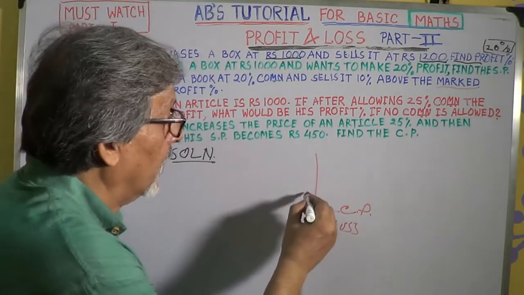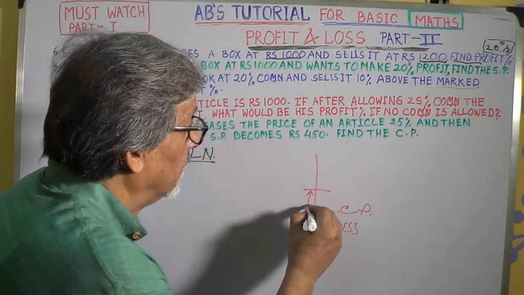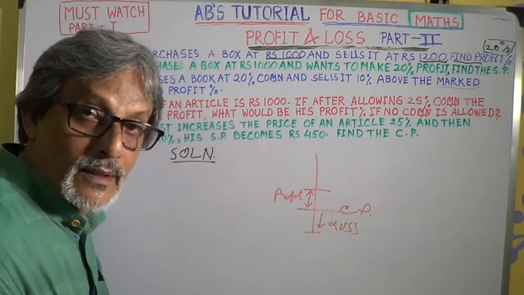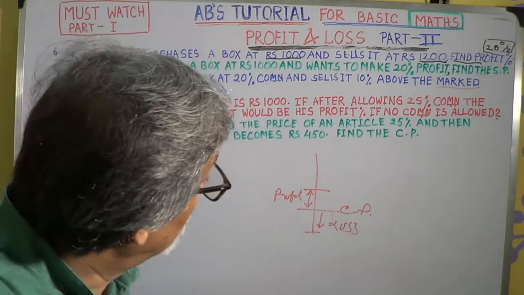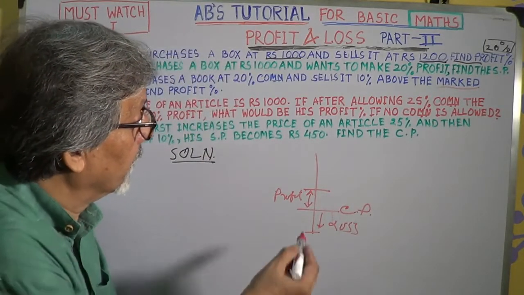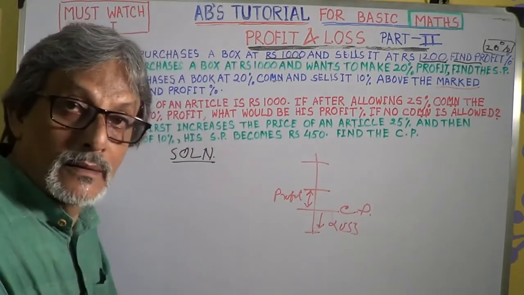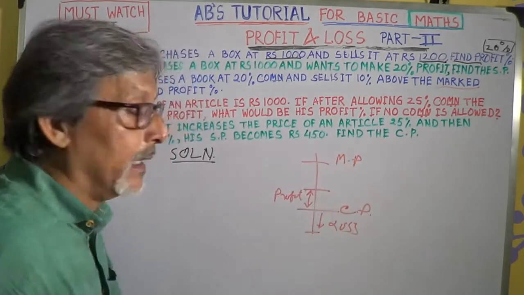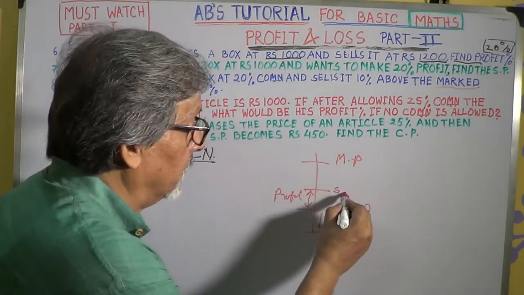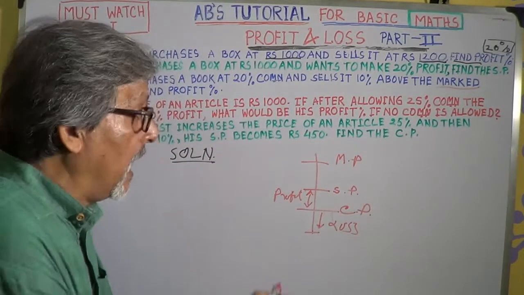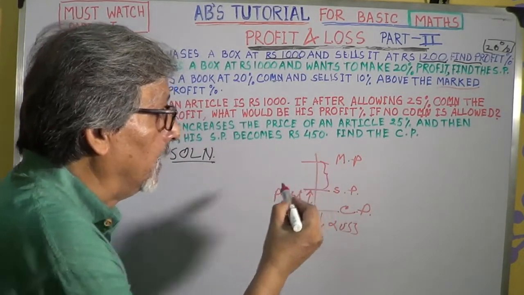This is loss. This is our profit, isn't it? Now the marked price, this means MP. This is our selling price. Marked price is above the selling price.